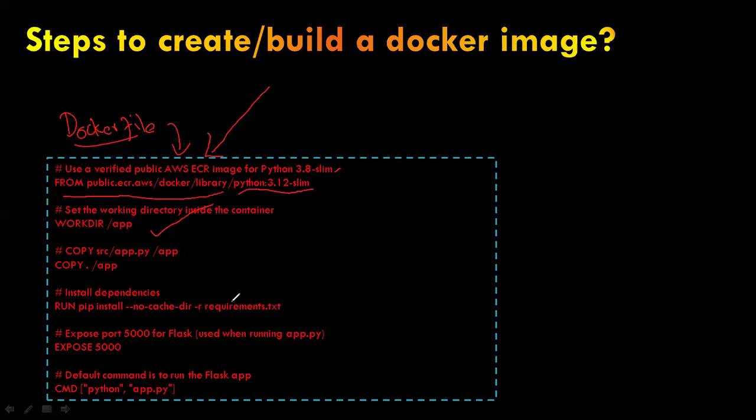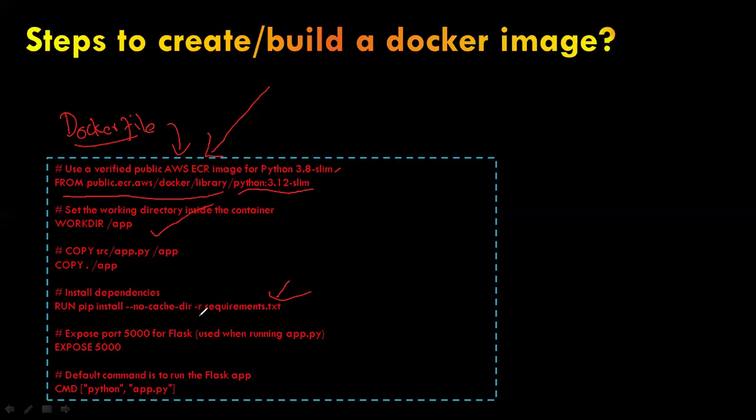This is like, hey, install the Python libraries listed in requirements.txt inside my container. What is no cache directory? That's a good question. This option saves space by not storing unnecessary installation files, guys. For that reason, no cache directory.